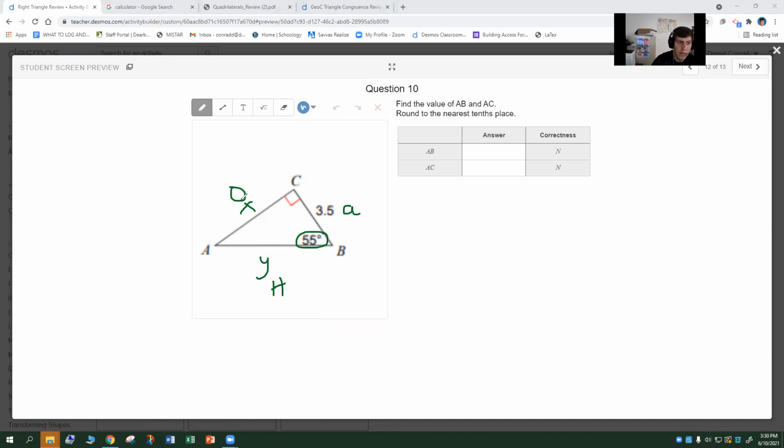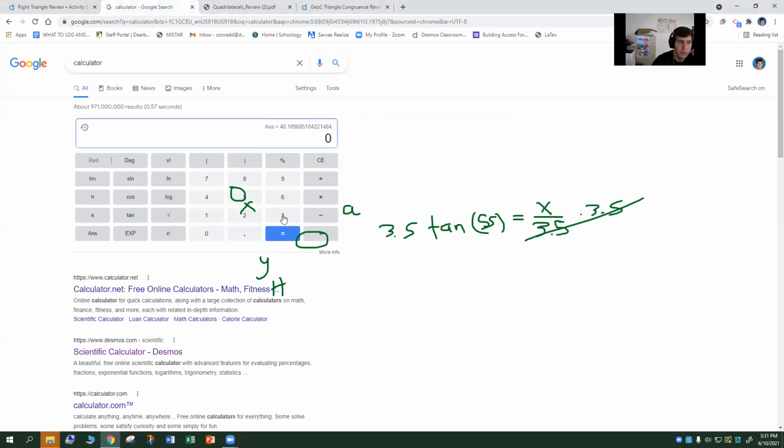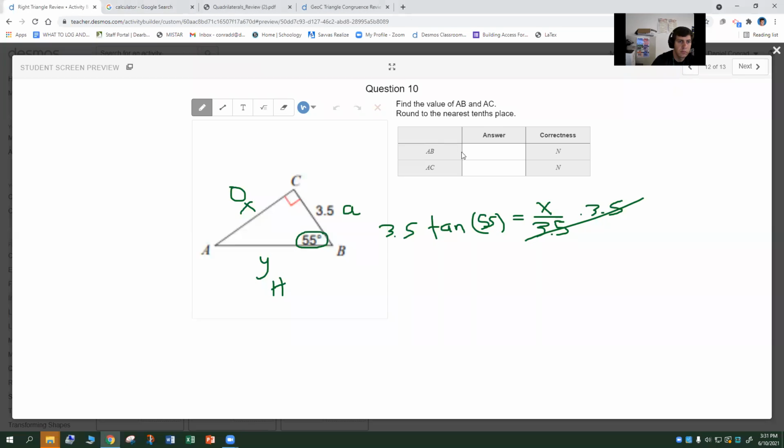So to solve for x, we're going to use opposite and adjacent, right? The one we're solving for and the number we're given. So that's going to be tangent. So tangent, input the angle, 55, equals the ratio of the opposite over the adjacent, so x over 3.5. Then we're going to multiply both sides by 3.5 to get x by itself. So x is going to be 3.5 times the tangent of 55. Make sure you're in degrees. That's going to be 5.0.